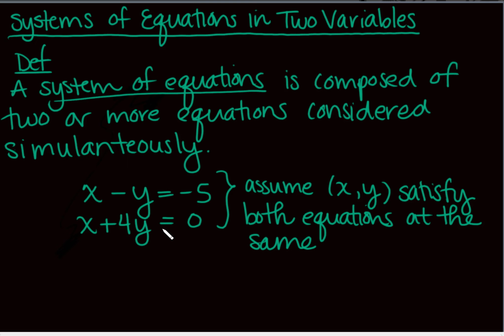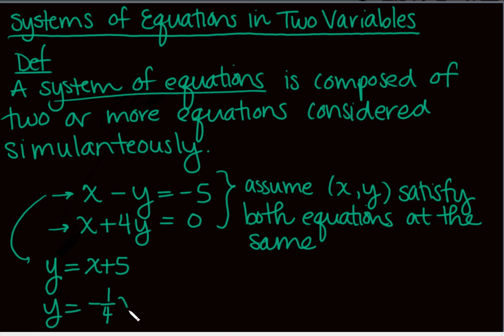So for something like this, let's talk about what could possibly happen. So this is a line, right? I could get this into the form y equals mx plus b, and this is also a line. So if I were to get this into the form y equals mx plus b, I'm going to add y to the right side and add 5 to the left. So I get y equals x plus 5. And then if I solve here, I get y equals -1/4 x, right? If I move that x over and then divide by 4.